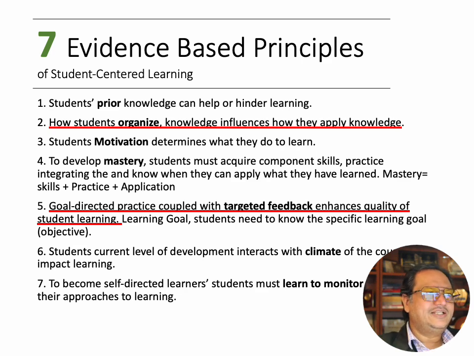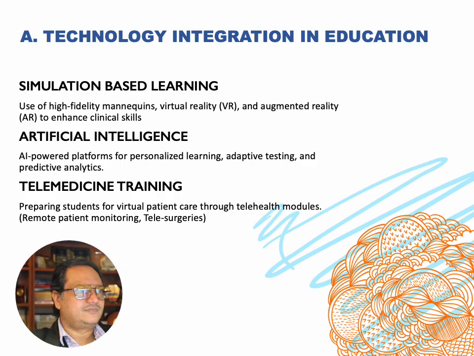So you would see that in these 7 principles, there is not much comment on the content itself. The question is, okay, what is the student's prior knowledge or context, or how is the student organizing the information? What is a student's motivation? How can they reach mastery? Why is targeted feedback useful? What is the climate of learning, and how do they learn to monitor their own learning? So all these principles are more about how to teach them problem solving and not the content itself. So let me start by first talking about technology integration into education.